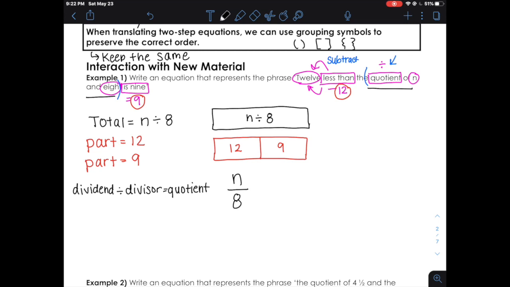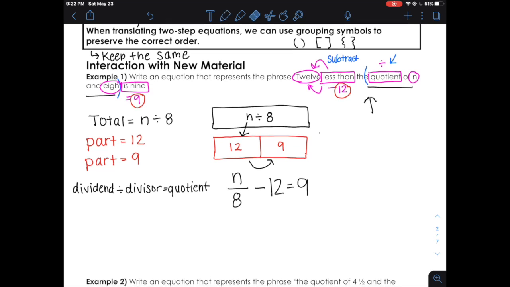Okay, and then it says we have to subtract 12. So we're taking away this part here. So minus 12, and then it gives us that resulting answer of 9. Okay, so now let's go ahead and try and solve for our variable. Since we don't know our total, we know the parts. Let's go ahead and simplify the parts that we know.